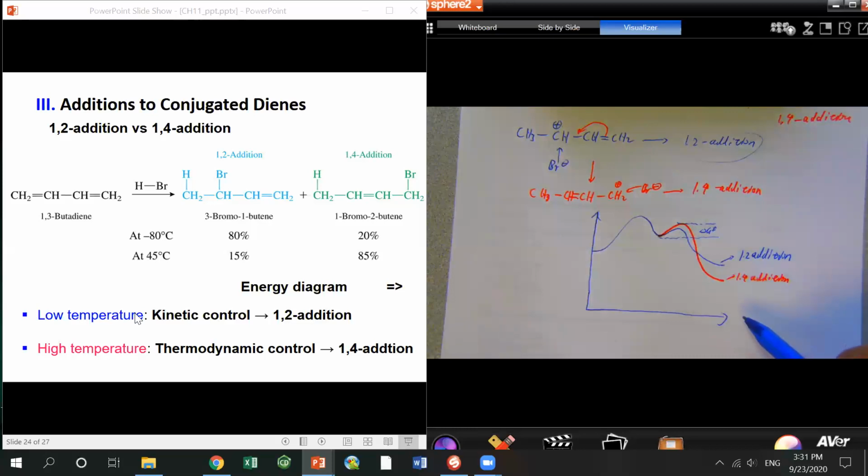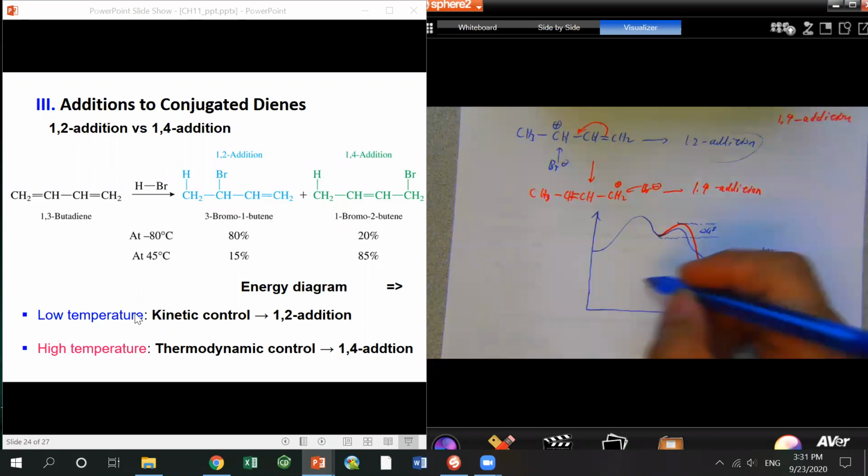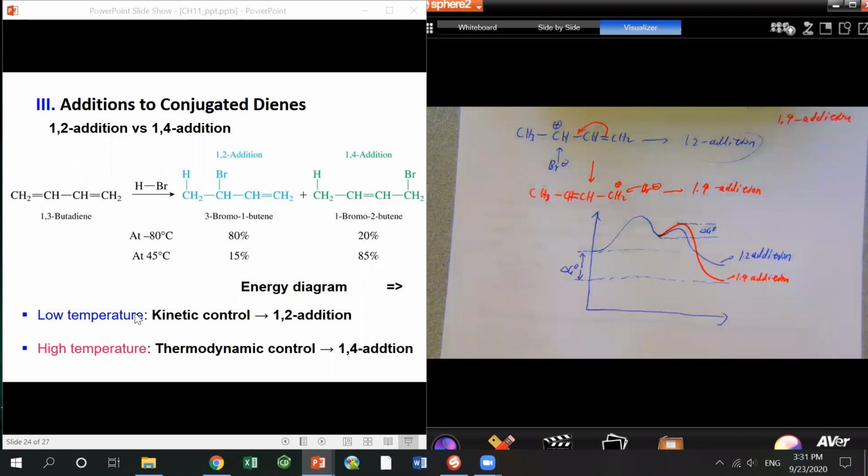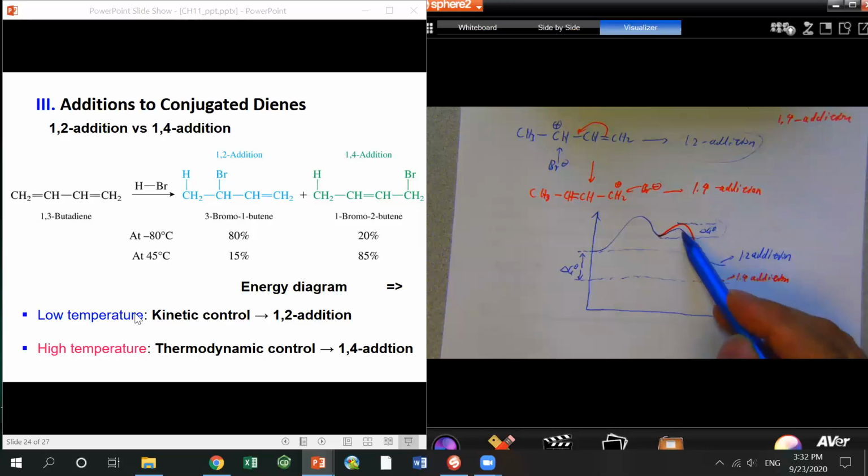But at higher temperature, no problem. There is enough energy to cross any energy barrier. So in this case, we only care about the energy gain, the final energy released or gained from the environment. So that's what we call the free energy change. And you can see for the 1,4 addition, we have more energy gain compared with the 1,2 addition. So theoretically speaking, 1,4 addition is preferred, because it is more exothermic. But at low temperature, activation energy is more important.